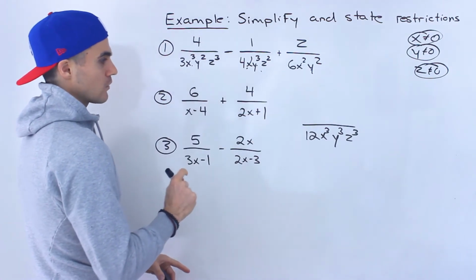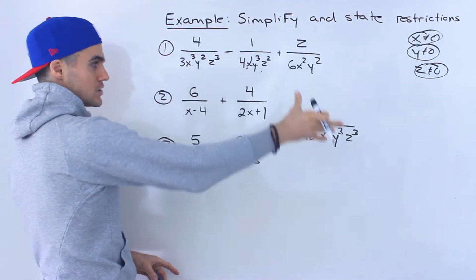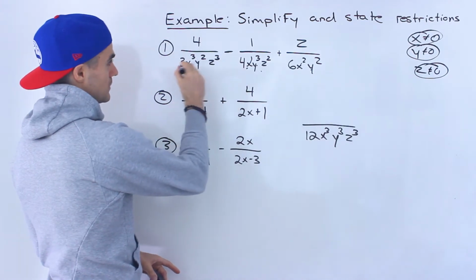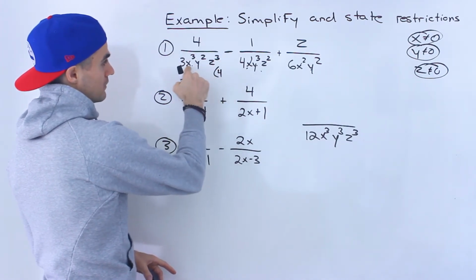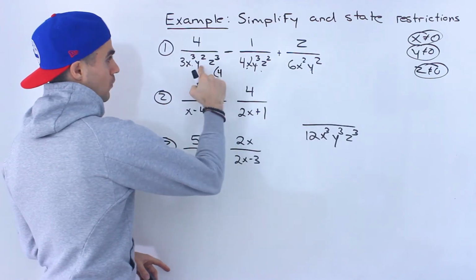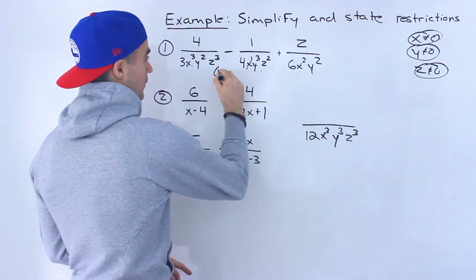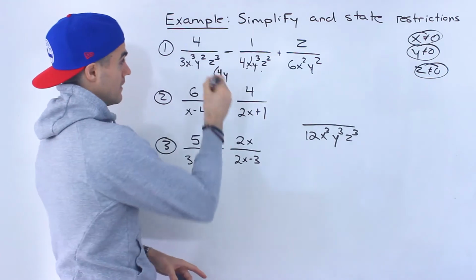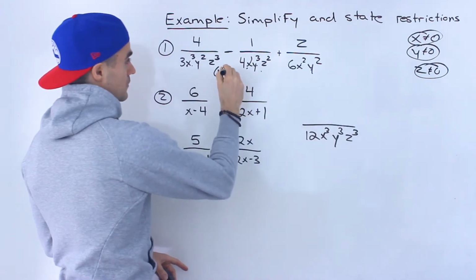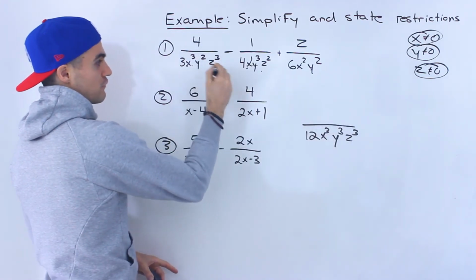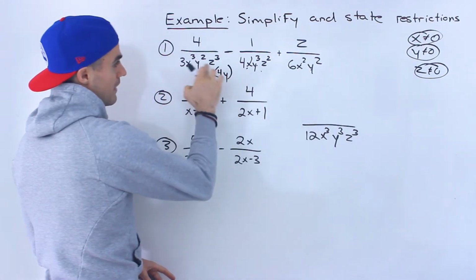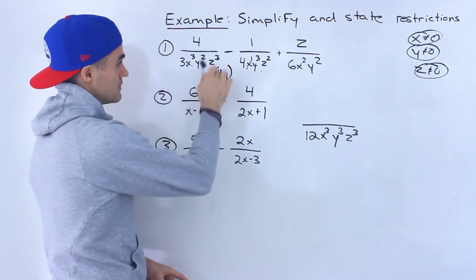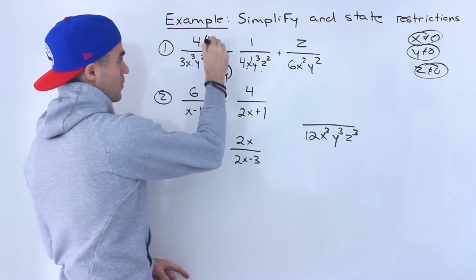Now we have to figure out, what do we have to multiply each of these by to get that? Starting with this, notice the 3, we're going to have to multiply by 4. X to the 3 is already there. Y squared, to get to y to the 3, we have to multiply by y. And z to the 3, that's already there. So we have to multiply this by 4y to get that. Another way, you could take this, divide it by that, and it would simplify to 4y. So we have to multiply the top by 4y.